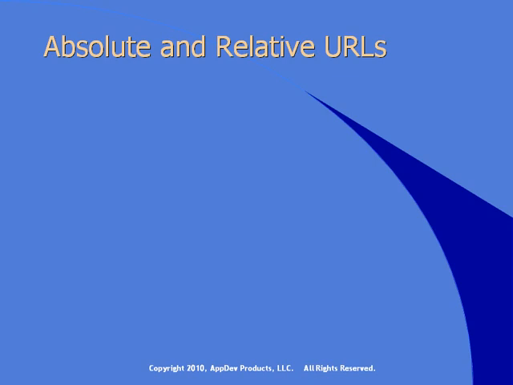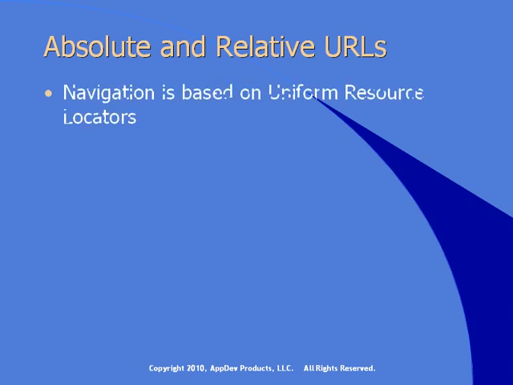One of the things you have to deal with when working with navigation is absolute and relative URLs. Website navigation is built upon the concept of Uniform Resource Locators, or URLs. All a URL is a way to uniquely identify a resource. Most of the time we're talking about uniquely identifying a web page. So we may go to www.appdev.com/asp.net. I don't know if that's a real web page or folder or whatever, but that is a URL that can uniquely identify a resource.